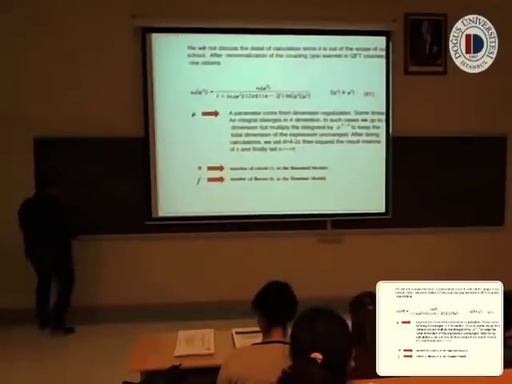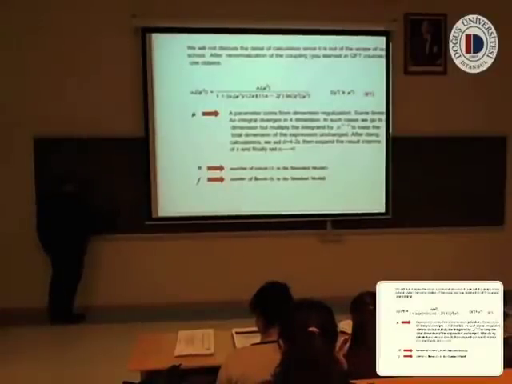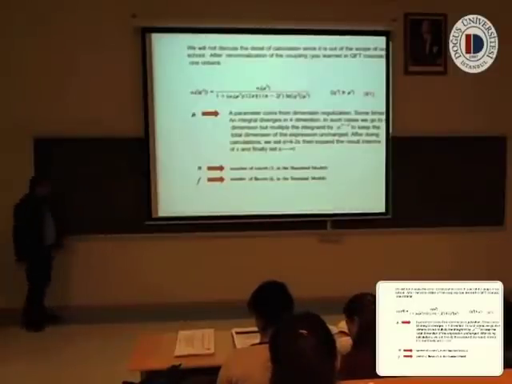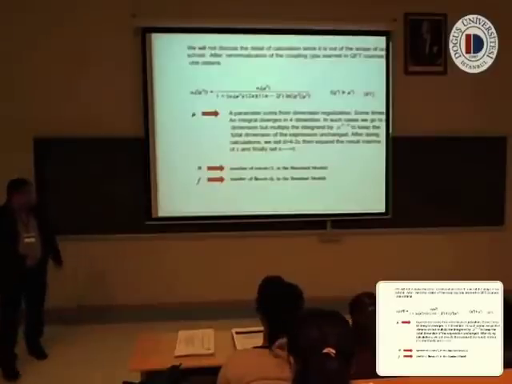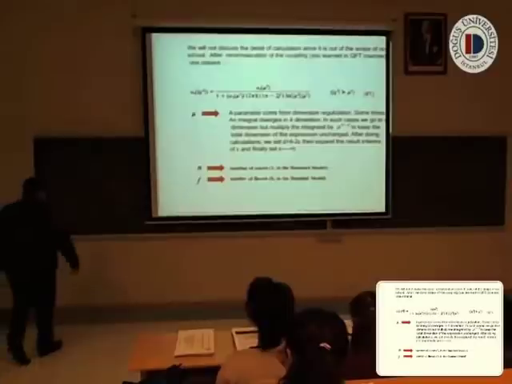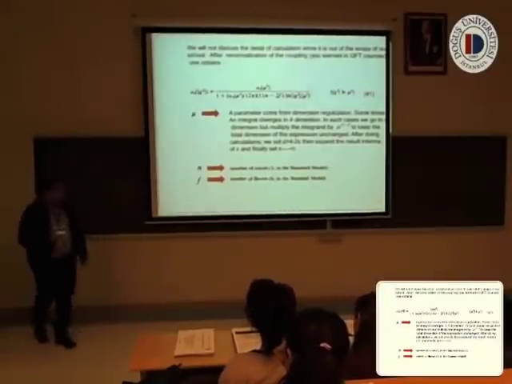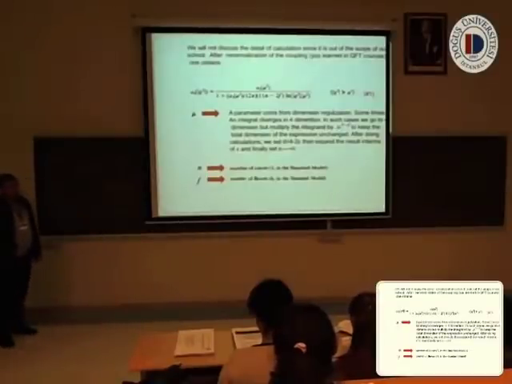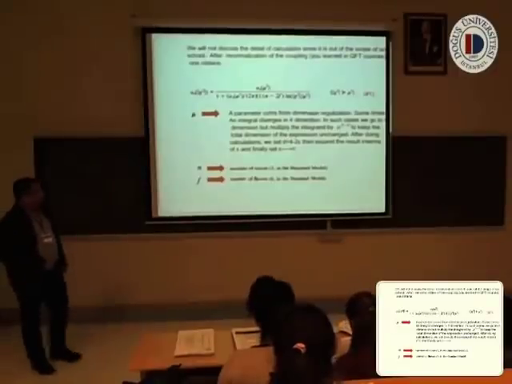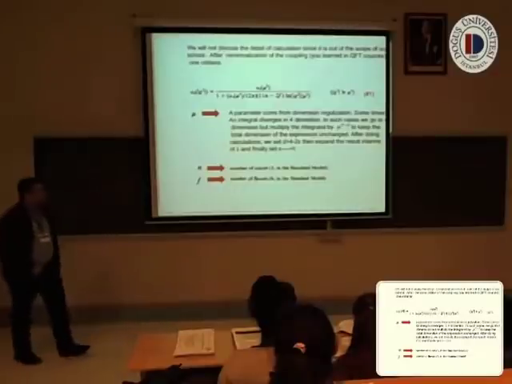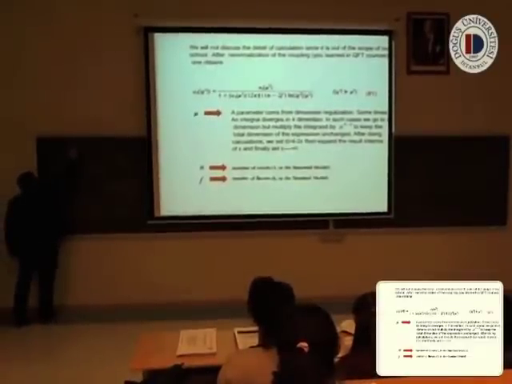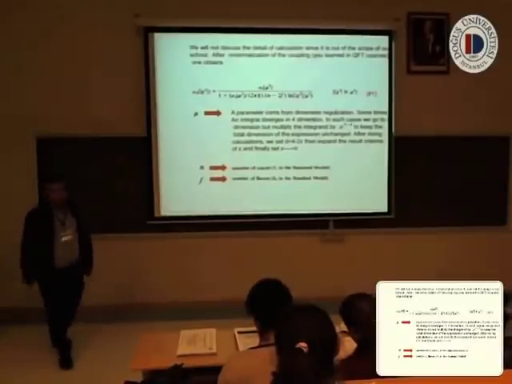Sometimes our integrals in 4 dimensions, as you saw in QED when you calculated the running coupling constant, diverge. So to remove the divergence and get a final result, we multiply the integral by this factor and go to d dimensions. We multiply by this factor to keep the total dimension of the expression unchanged. And after doing the calculations, we will set d to 4 minus 2 epsilon.